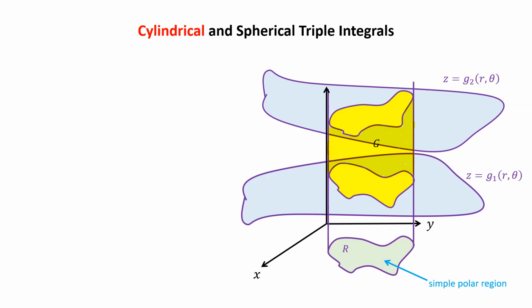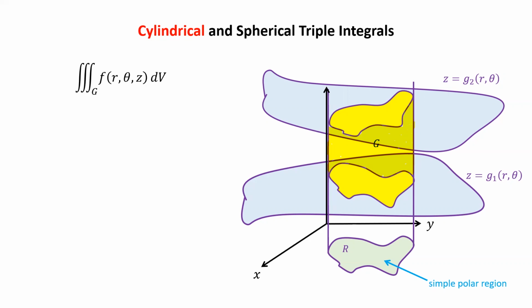You can see here in this picture that the equations of the two surfaces are z equals g sub 1 of r theta and z equals g sub 2 of r theta. And we're only looking at the parts of those surfaces that are above the given region. And we see the solid G that is formed there.